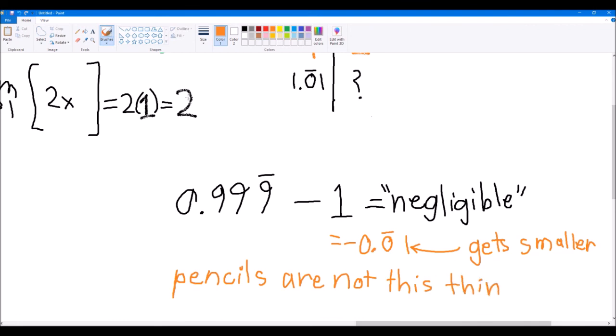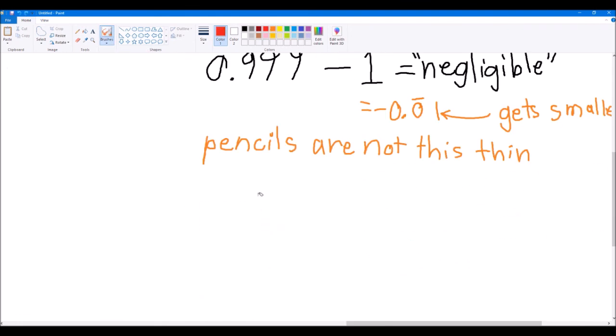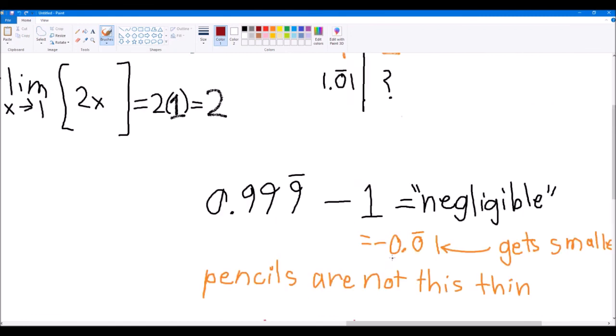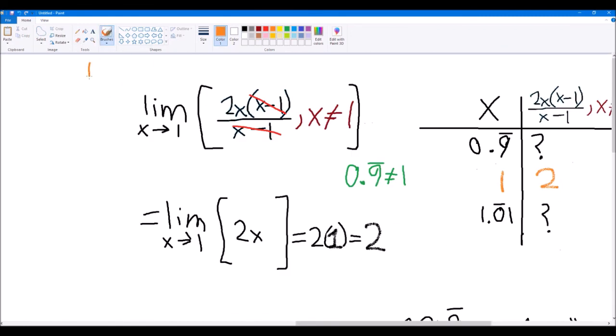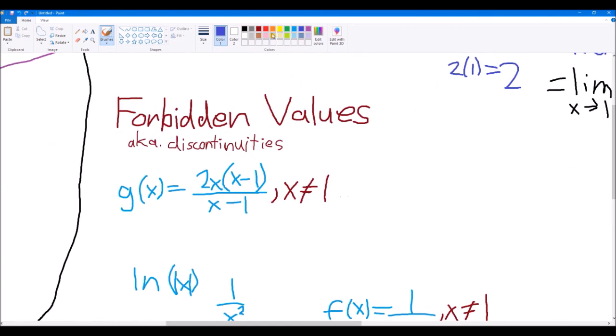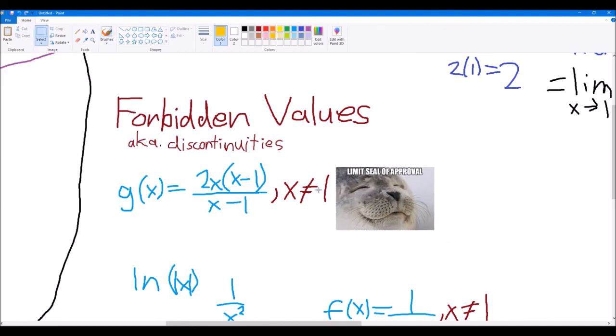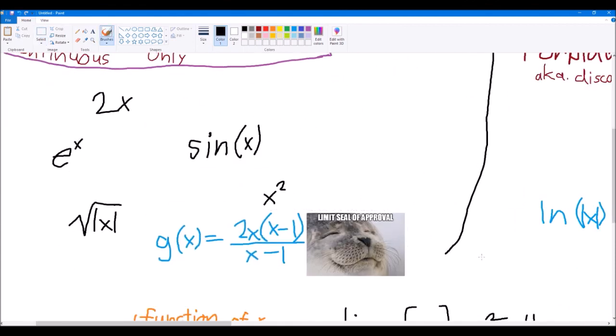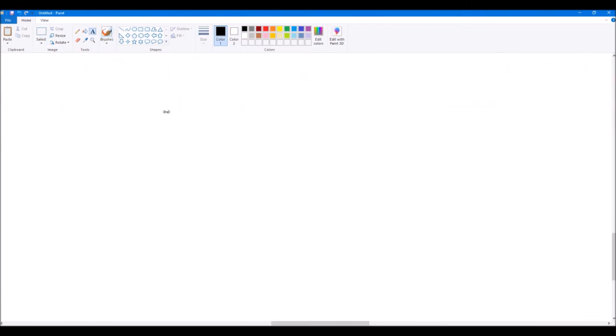Now, I want to make it clear that this cannot and should not be thought of as equal to 1. The limit simply allows us to treat it like a 1 when it's most convenient for us. It was not convenient to treat it that way before we removed the x minus 1, because plugging in 1 would result in a 0 divided by 0 situation. And now, with the limit seal of approval, g of x can join the function party, because whoever hosted the function party did not define continuity very well.